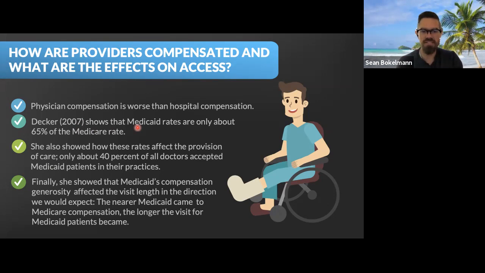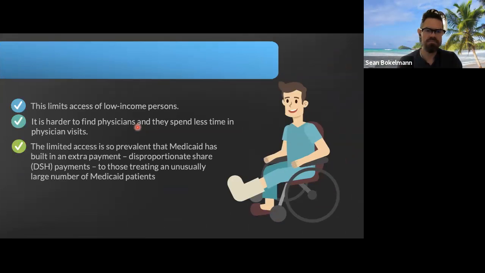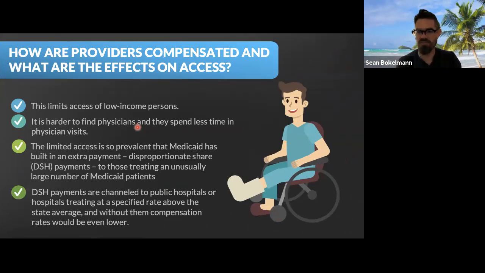She also showed that Medicaid's compensation generosity affected the length of the visit in the direction that we would expect. The closer Medicaid came to Medicare compensation, the longer the visit was. The lower it was compared to Medicare, the shorter the visit became. That makes sense, right? That's a pretty straightforward result. If doctors are getting paid less, they're going to spend less time with patients. So all of this limits the access of low-income persons. It's harder to find physicians, and even if they do find a physician, they're not going to spend as much time with the physician.